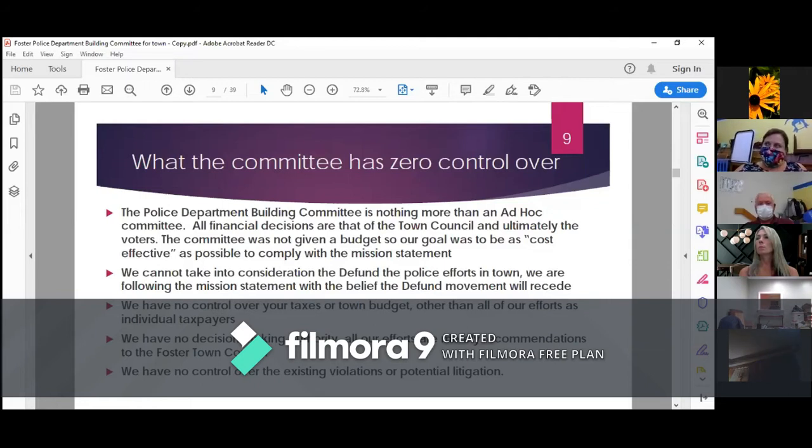We have no control over your taxes. We're not choosing to build a police station. That is ultimately the voters of the town. We don't have decision-making authority. We just recommend to the town of Foster Town Council. Again, people have shown up at the meeting and said, you guys are doing this. No, we're not doing that. We're providing exactly what we're supposed to do, so you can vote on it and decide what you want to do. We have no control over existing violations or potential litigation, which we'll get to later on, that all surrounds the existing police station.